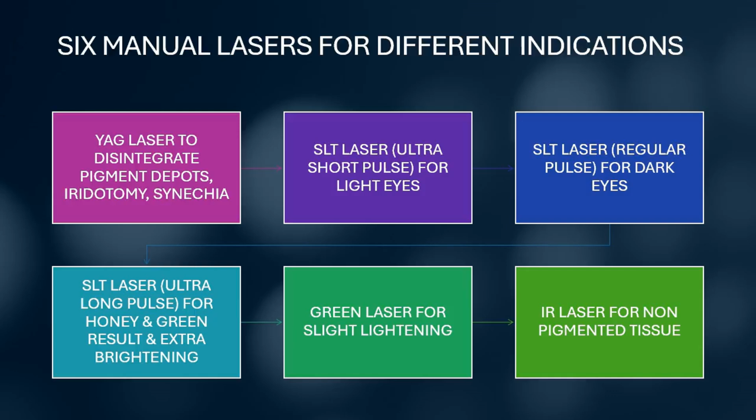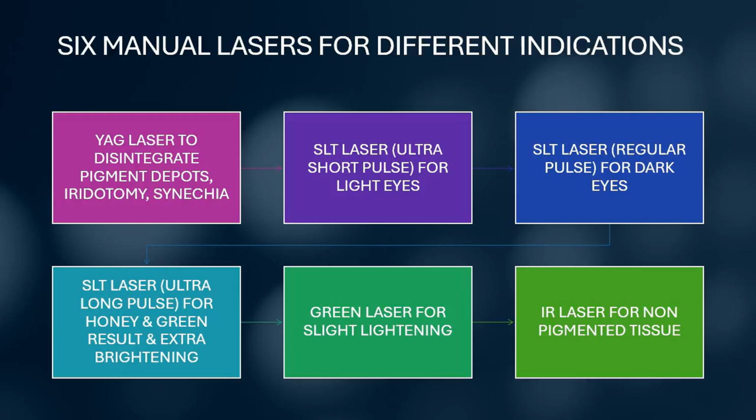anterior synechia. Regarding SLT lasers, we currently utilize 3 distinct types, one with an ultra-short pulse duration, specifically designed for eyes with lighter pigment, typically corresponding to grades 2 or 3. Additionally, we employ the regular pulse SLT for eyes that are considerably darker, generally falling into grade 4 or 5.